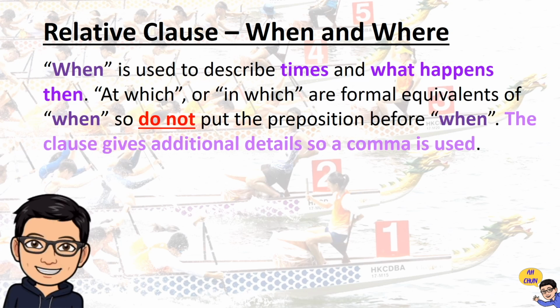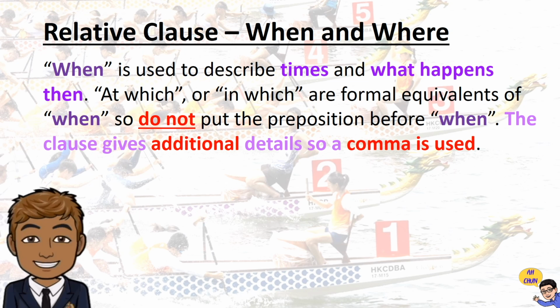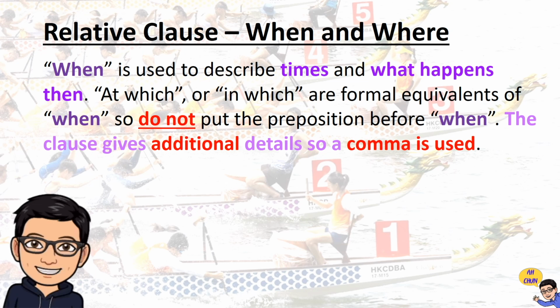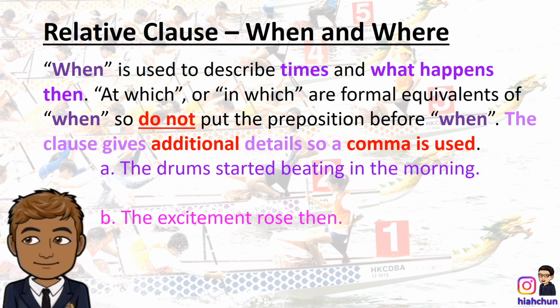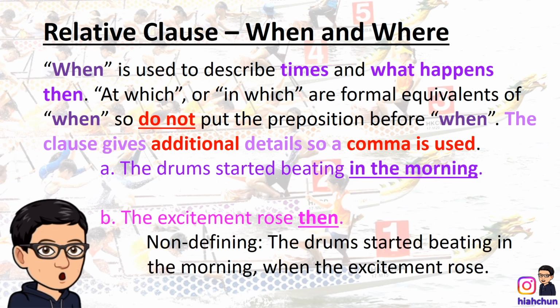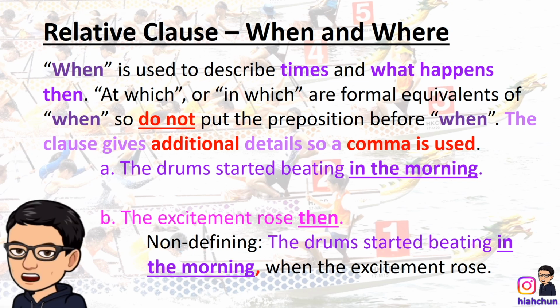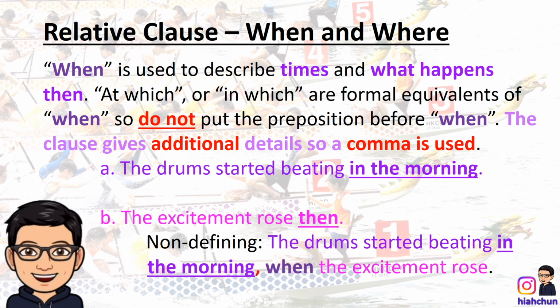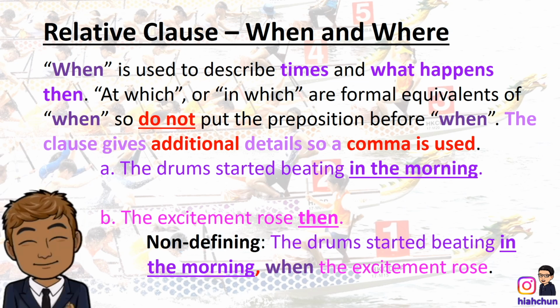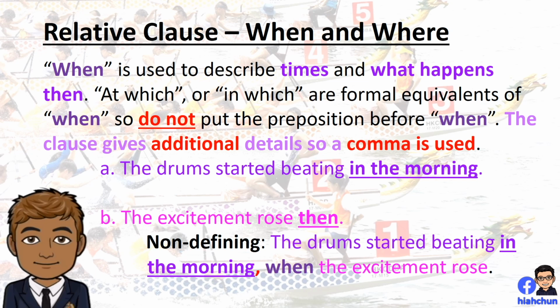On the other hand, when the clause gives additional details, a comma is used because the information is extra, not essential. This is a non-defining clause. Bingo! Let's look at another example sentence. The drum started beating in the morning. The excitement rose then. The phrase in the morning appears in both sentences, so we combine them. The drums started beating in the morning, when excitement rose. When shows the effect of the timing. This is a non-defining clause. The sentence is already complete, so we add the clause with a comma.